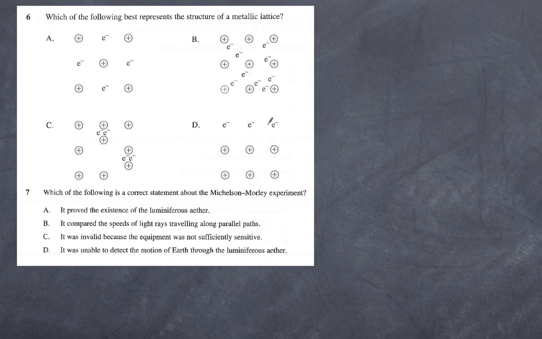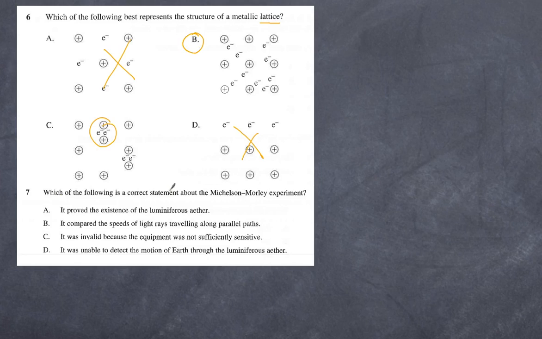Question number 6. Which of the following best represents the structure of a metallic lattice? A lattice means they are geometrically arranged. So we're looking for positive ions, or positive nuclei, so to speak, arranged geometrically, and the electrons, of course, are flowing as a sea of electrons through that. The only possible solution there is B.